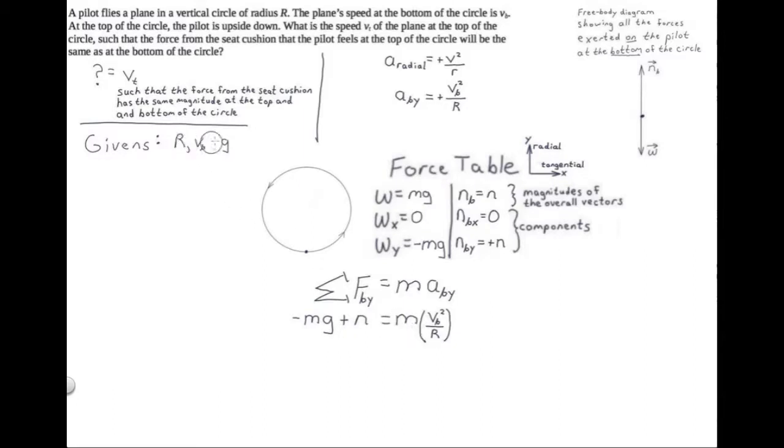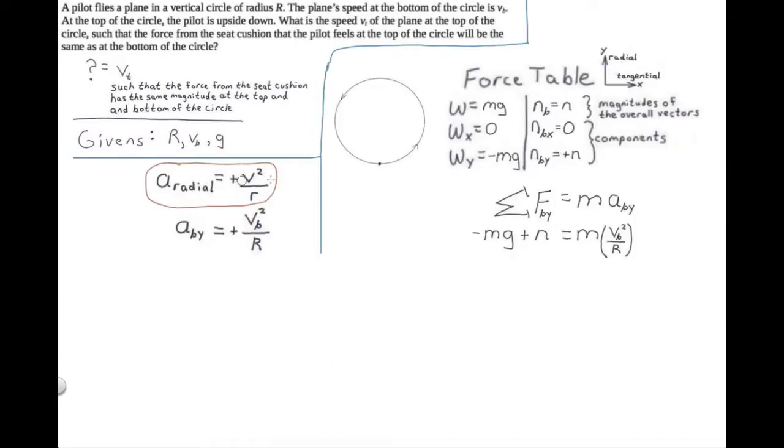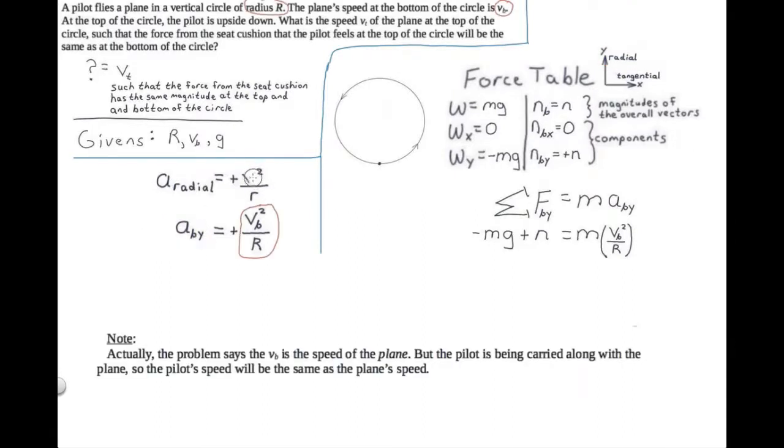The problem does not give us a symbol for the pilot's mass, so we continue to use the symbol m for the mass. We use this formula. For this problem, the radial axis is the y-axis. So for this problem, the radial component of the acceleration is the y component of the acceleration. For the pilot's speed at the bottom of the circle, we substitute v sub b, the symbol we were given in the problem. For the radius, we substitute the symbol capital R, another symbol we were given in the problem.